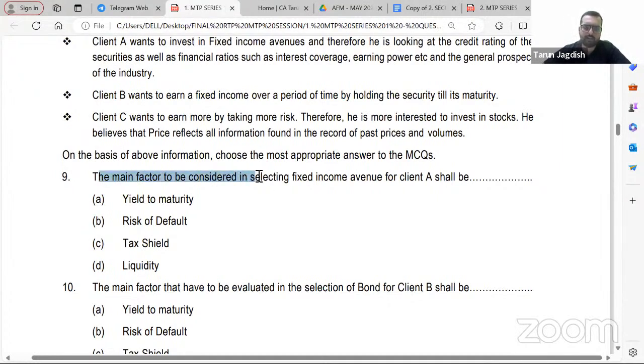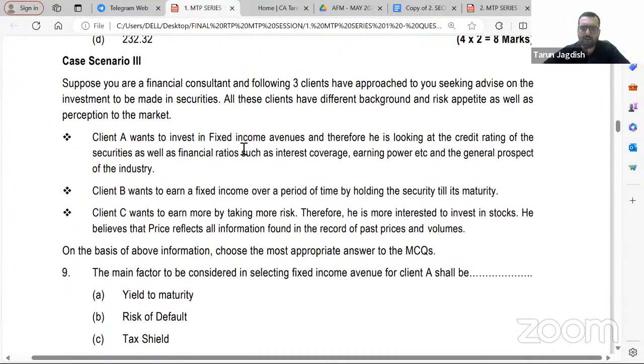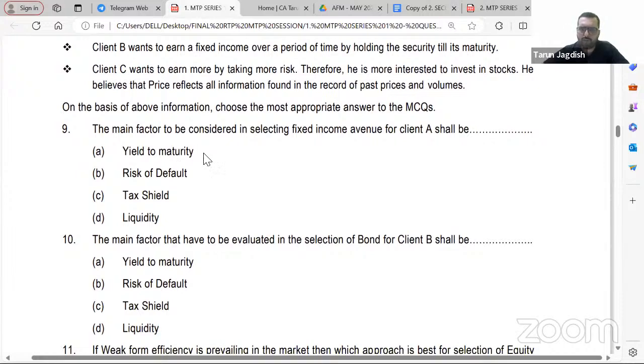The main factor to be considered in selecting the fixed income avenue for client A shall be, so tell me friends, client A is the one who's looking for credit rating. He's more into debt investment. Will he worry about yield to maturity, risk of default, tax shield or liquidity? What will be his area of focus? Risk of default. Why? Because he's giving a loan.